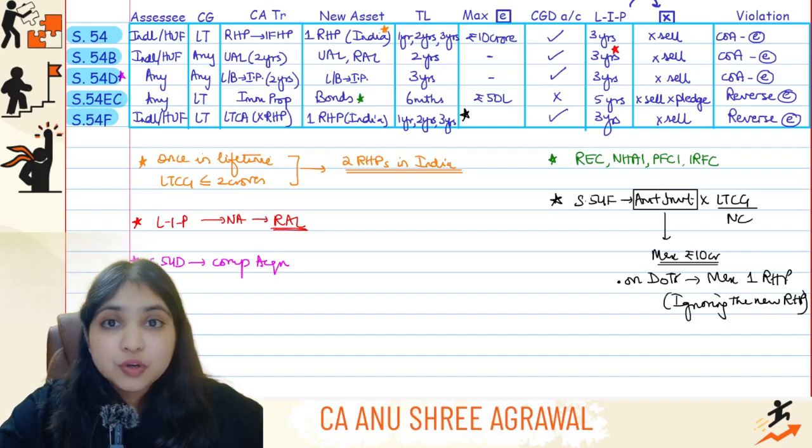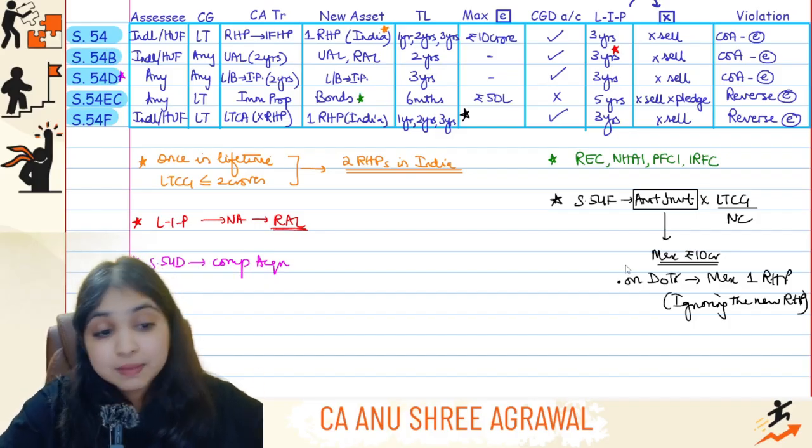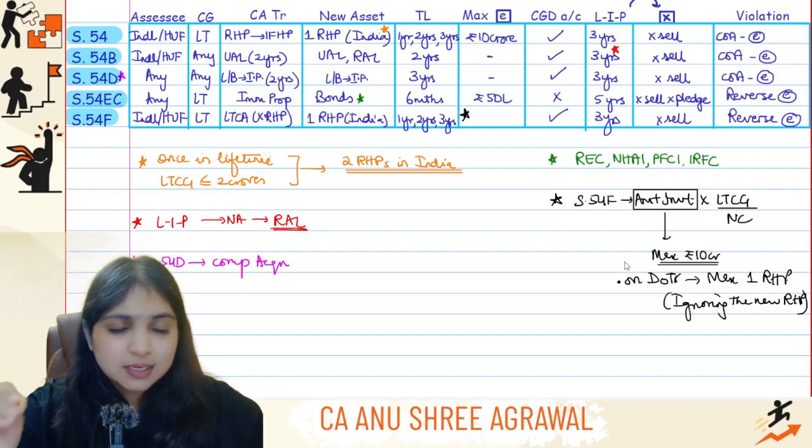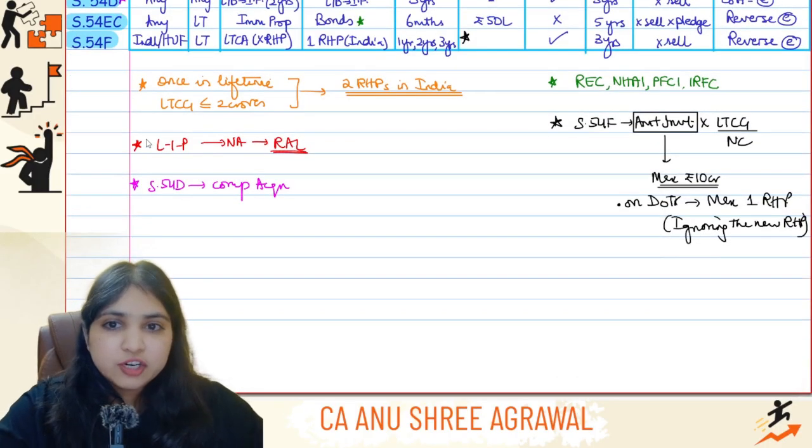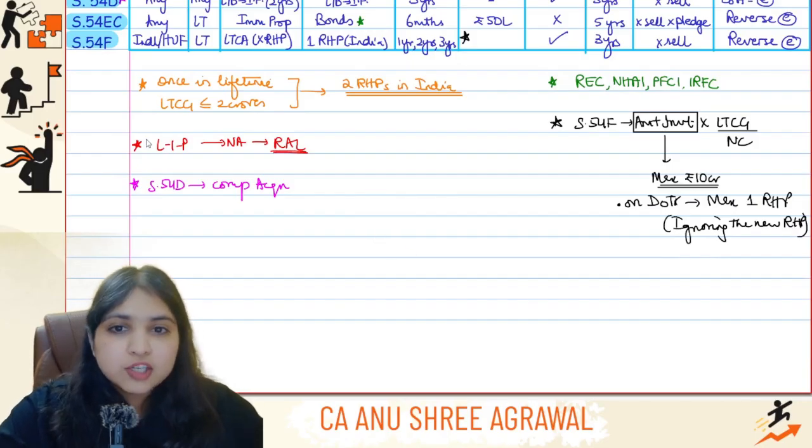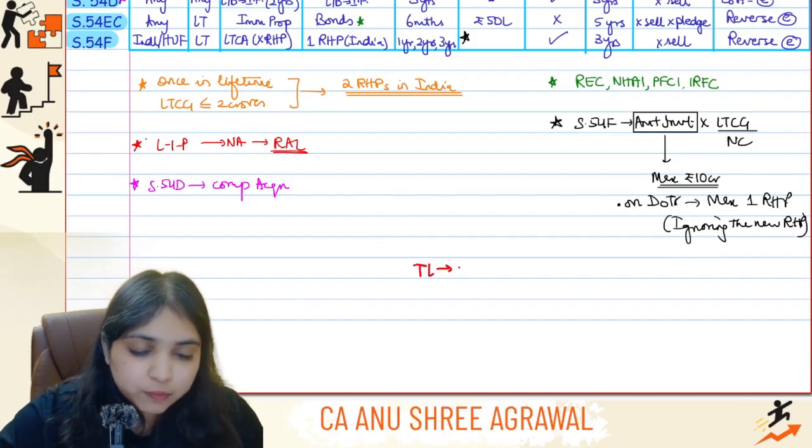Okay, so this was your entire discussion of all the 5 sections. But listen to me, the story is not over. Just 2 to 3 last few points, guys. Point number 1: generally, if you see, all the time limits are from which date? All the time limits are from the date of transfer.